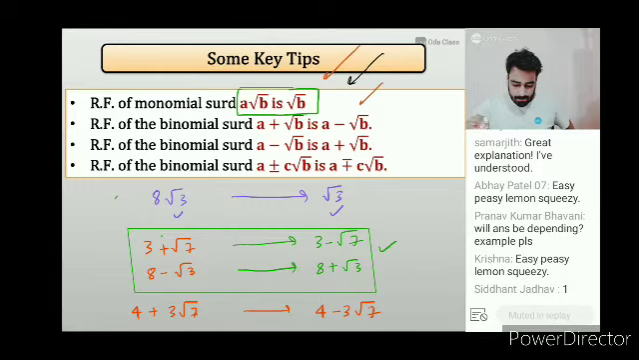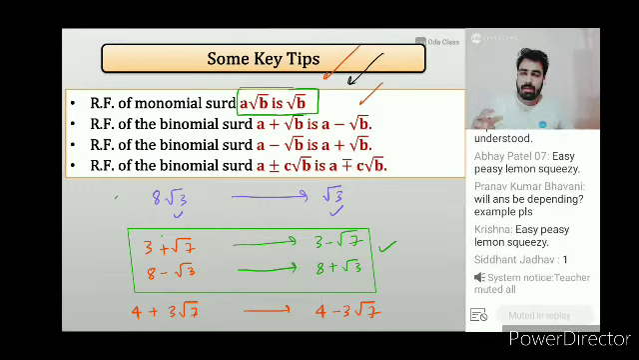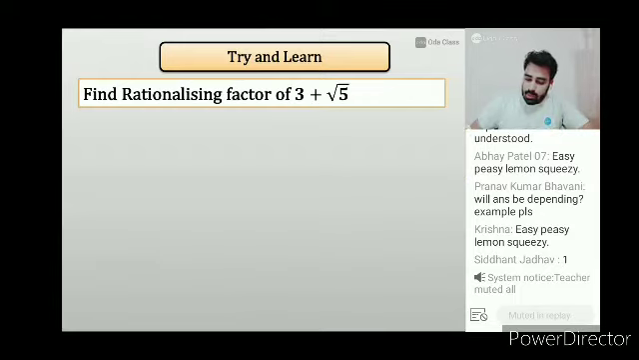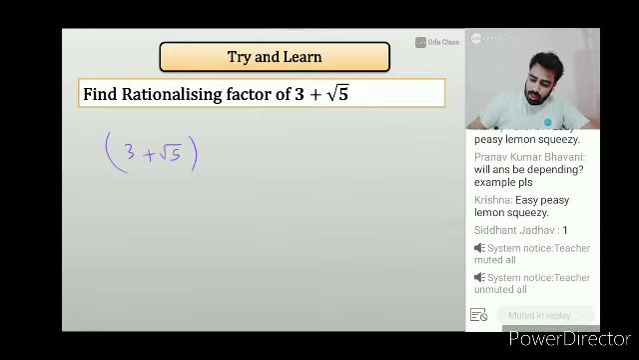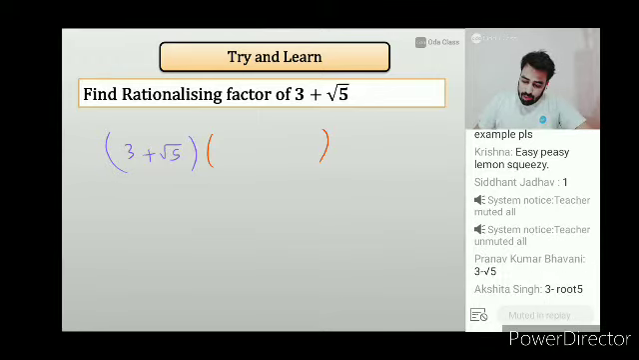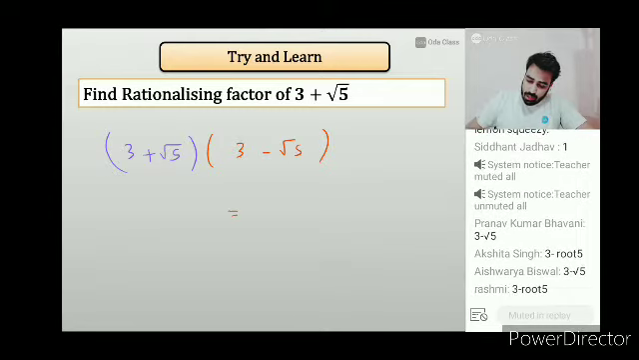ठीक है. Rationalizing factor is a number which you multiply with a surd so that the product becomes a rational number. ठीक है अच्छा, the question is: find the rationalizing factor of 3 plus root 5. What should I multiply with 3 plus root 5 so that I get a rational number? Everyone, I told you what type of numbers there are. The rationalizing factor of 3 plus root 5 is 3 minus root 5.